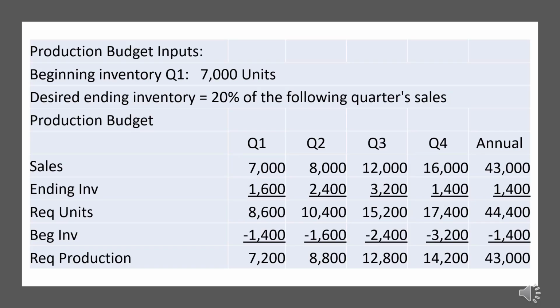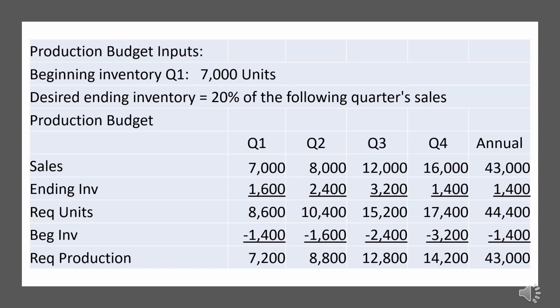Moving to my production budget, I have to first of all take into account the sales that I'm going to have, but also I have to have an inventory at the end of the period that will take me into the following quarter. Our policy is to have 20% of the following quarter's sales as my desired ending inventory. And so if I look at Q2, my sales is expected to be 8,000 units. 20% of that is 1,600 units, which I will have to have in my ending inventory.